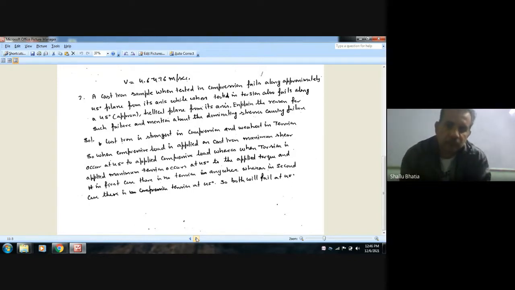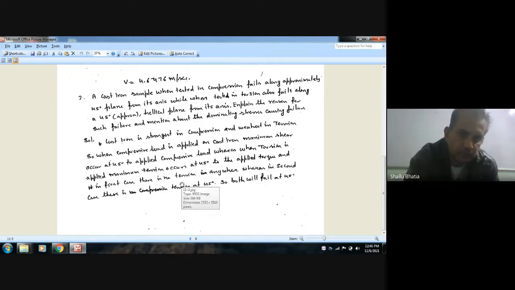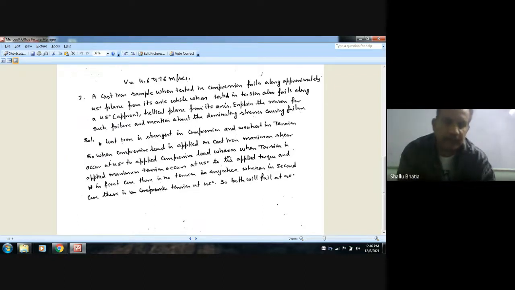So when the compression is applied, the maximum shear stress will occur at 45 degrees. So the metal will fail in shear, because there is no tension acting on the material and the material is strongest in compression.